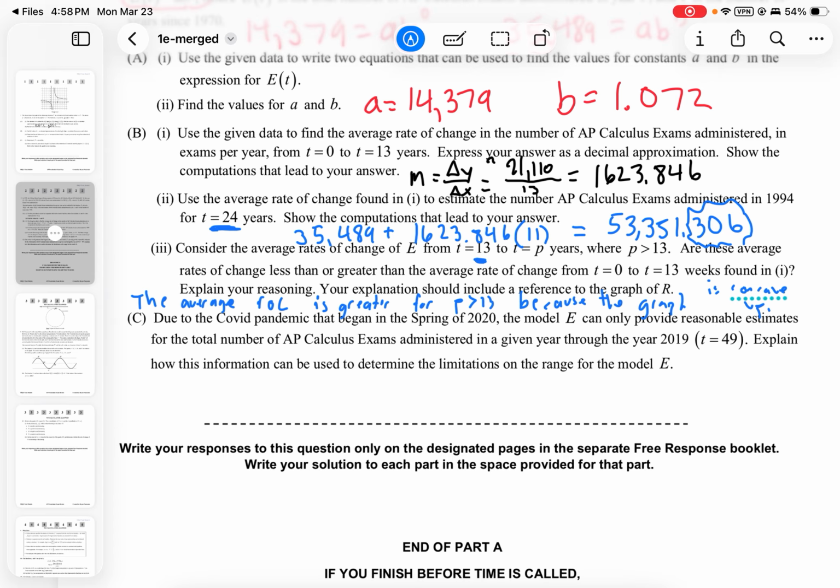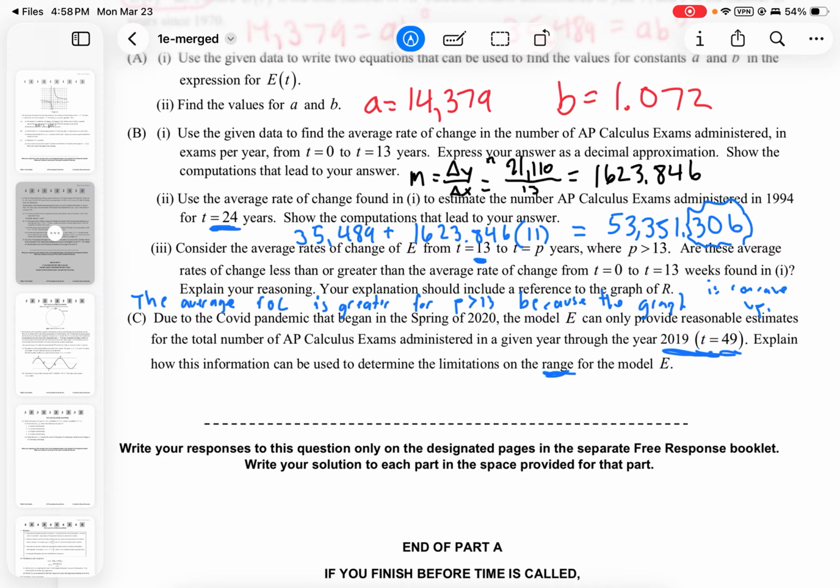Part C. Due to the COVID pandemic that began in spring of 2020, the Model E can only provide reasonable estimates for the total number of AP calculus exams administered in a given year through 2019. That makes sense. Explain how this information can be used to determine the limitations of the range. So range is all the possible output values. And here it's giving us a limitation on the domain. This function only works until t equals 49. And so what does that tell us about the range?